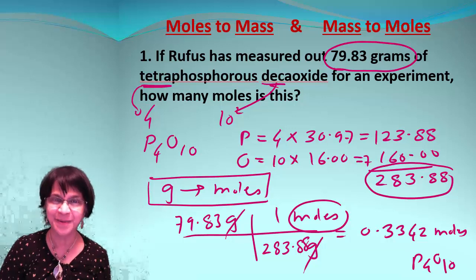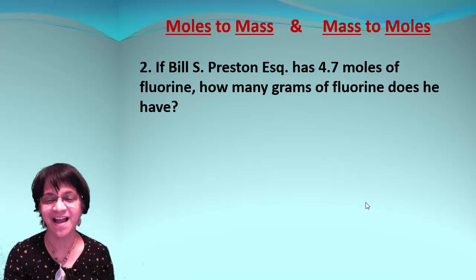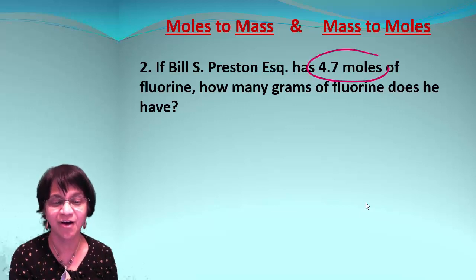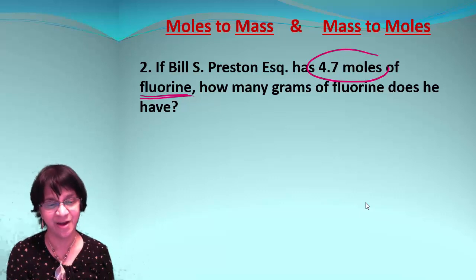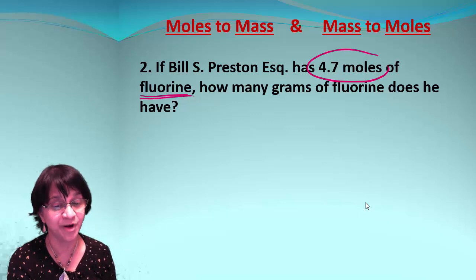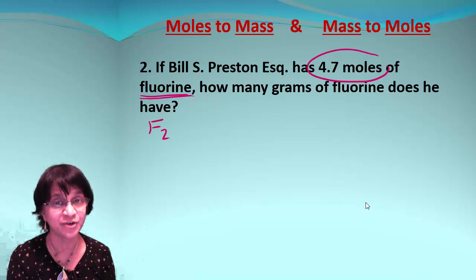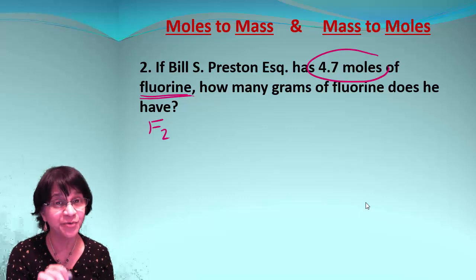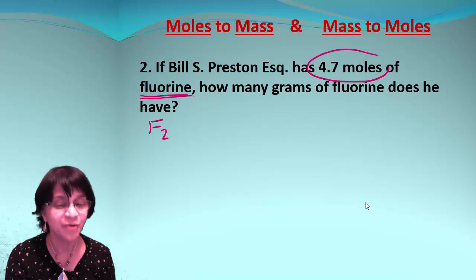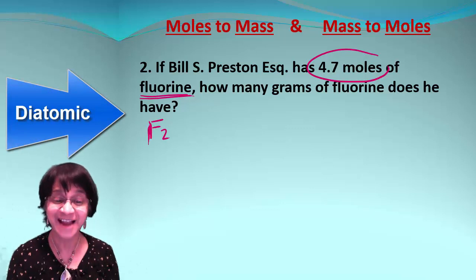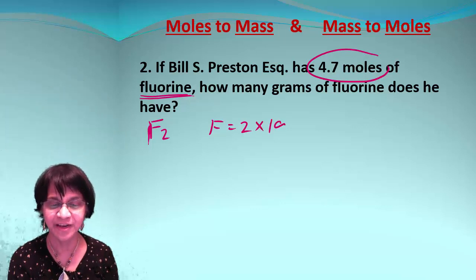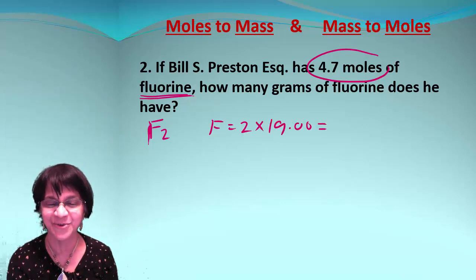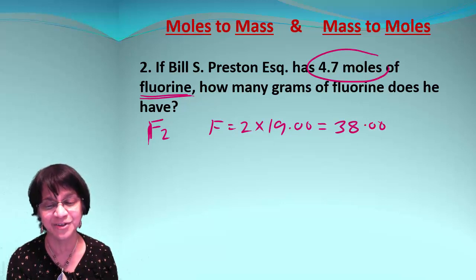So what do you think? Let's do one more example for practice. So here is Bill, and he has 4.7 moles of fluorine. And we need to find out how many grams of fluorine he has. Remember, fluorine is one of those diatomics, F2. So that means we have 2 atoms of fluorine, and each fluorine is 19.00. So what we got is 38.00 AMU, or we can say grams per mole.